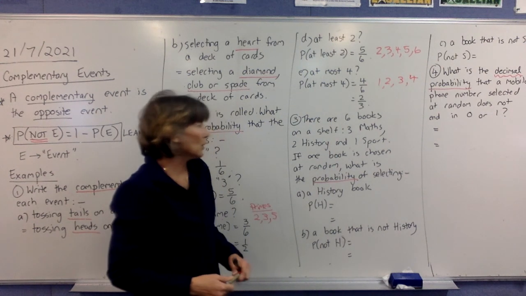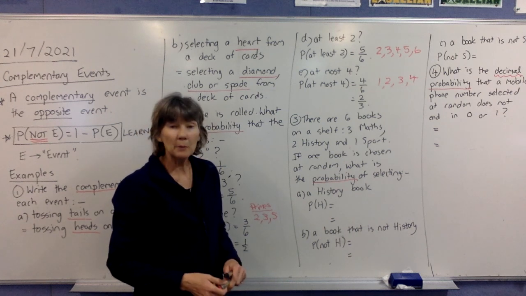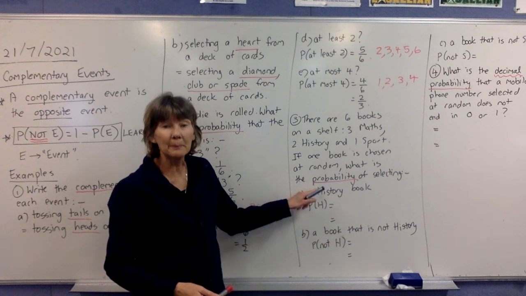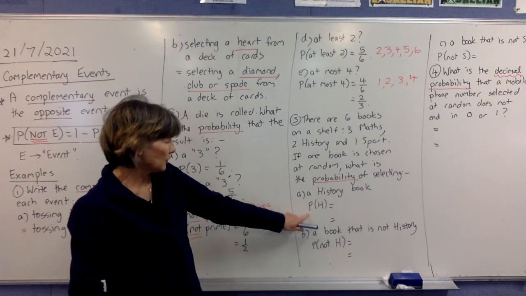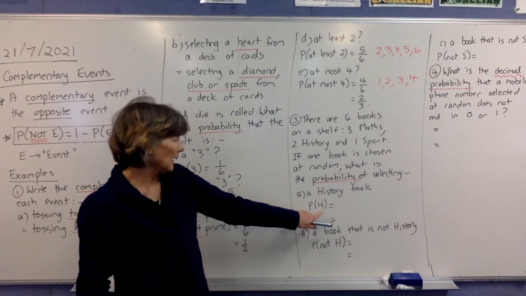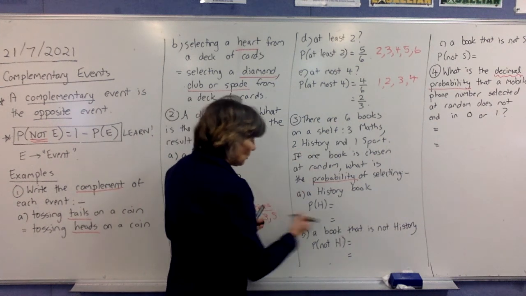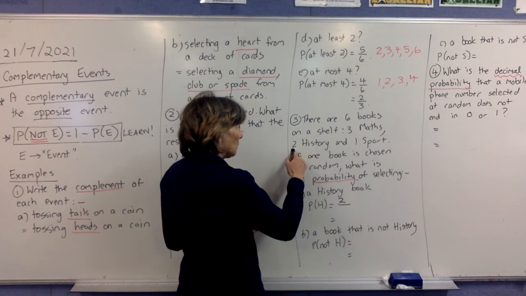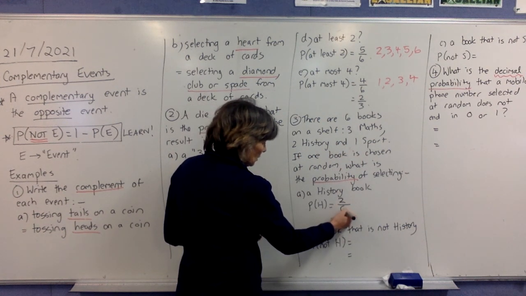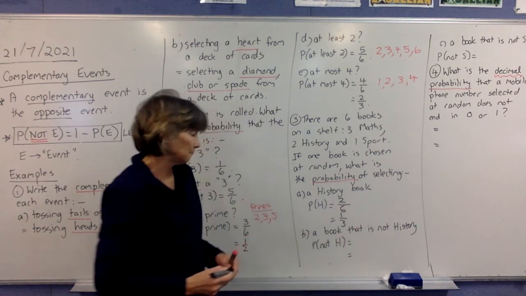Okay, this next question, we've got 6 books on a shelf, 3 maths books, 2 history books, and 1 sport book. If one book is chosen at random, what's the probability, we're finding probabilities, of selecting a history book? So I've just written here P for probability, H for history. So the probability of the history book, there are 2 history books on the shelf out of a total of 3 plus 2 plus 1, 6 books. And then we simplify it on our calculator, 1/3.